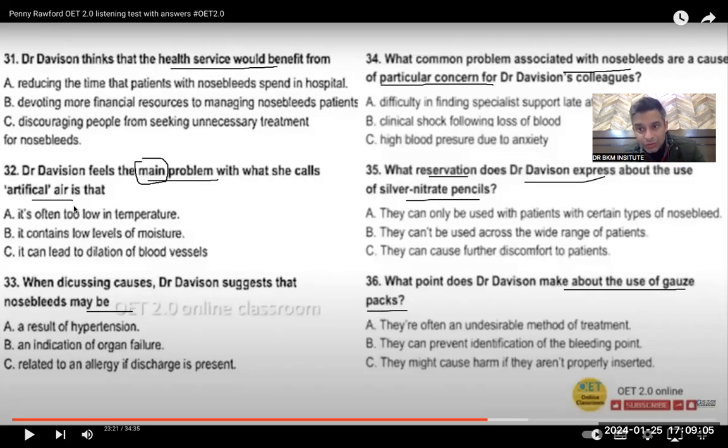Then we went on to this question. We said she was saying artificial air is dry. Dry means it's low in moisture. So if something is low in moisture, that is dry. And the only word I focused on was dilation. It did not talk about dilation. So I refrained. So that is elimination. The dilation word was not spoken. And I eliminated this because artificial air is the heater. It cannot be low in temperature. It would be high in temperature. It's dry. So again, second question done. Let's go to the third question.